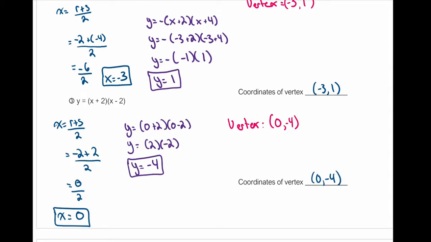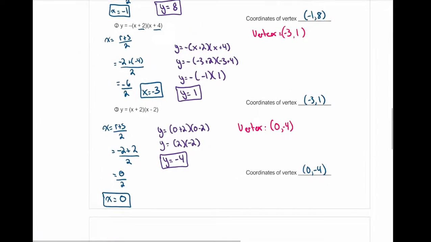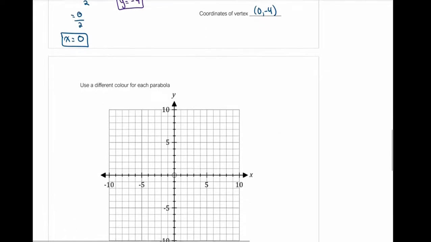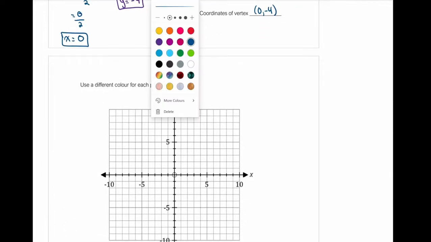So here we see example 3 all completed, and you should have found that you got a vertex with coordinates 0, -4. So again, we found the middle value of the x, we took that value, plugged it back into the equation to solve for y. Those two answers were our two coordinates. Our goal now is to graph these three equations. So we're going to use the information that we have to graph them.